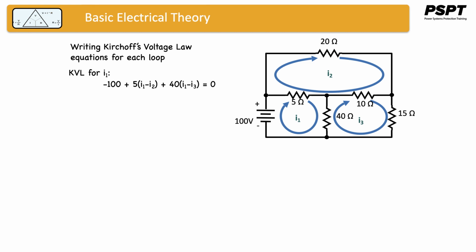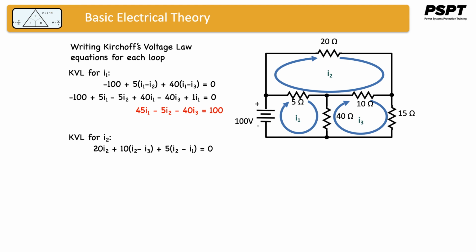Now we just proceed with mathematical manipulation, and the first step is to open up the brackets, which will give us minus 100 plus 5I1 minus 5I2 plus 40I1 minus 40I3 is all equal to 0. We can now collect the like terms, which are 45I1 minus 5I2 minus 40I3 is equal to 100, giving us our first equation.